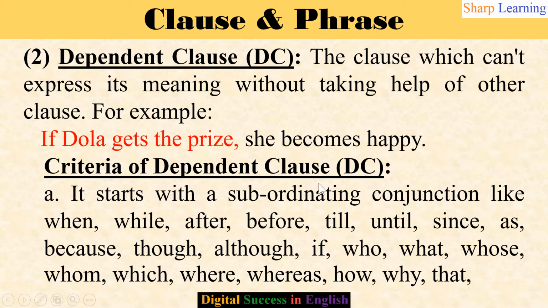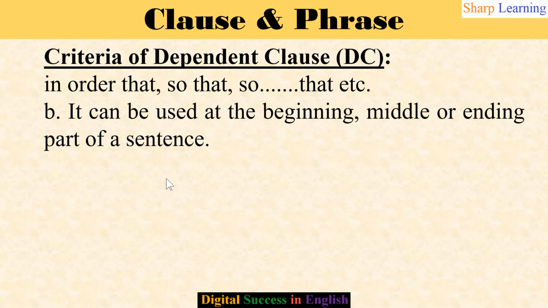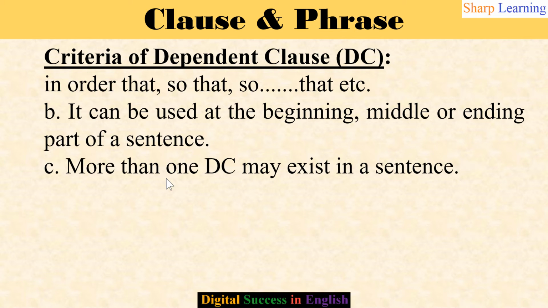So a subordinate clause always starts with a subordinating conjunction, like when, while, after, before, till, until, since, as, because, though, although, if, who, what, whom, whose, where, how, why, when, that, etc. Suppose this dependent clause starts with if. If is a subordinating conjunction, then it can be used at the beginning, middle or ending part of a sentence. More than one DC may exist in a sentence.